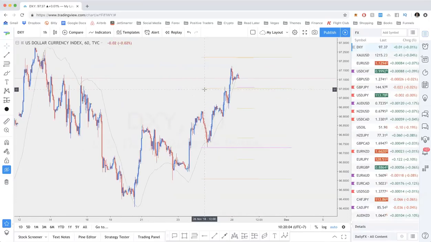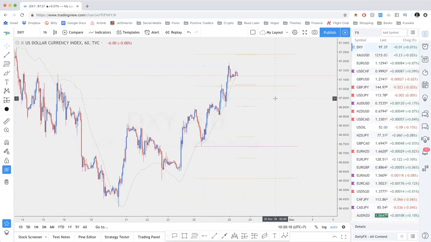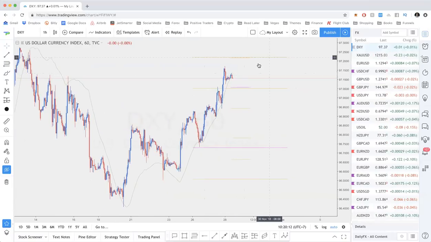By the way, guys, I found out something so awesome. I don't know why I didn't think of this before, but you guys notice how I have two different sets of pivot points on here? The larger, longer one is the weekly pivots, and the smaller one is the daily pivots. So it's so cool. I can have daily pivots and weekly pivots on the same chart. So awesome. Love it.